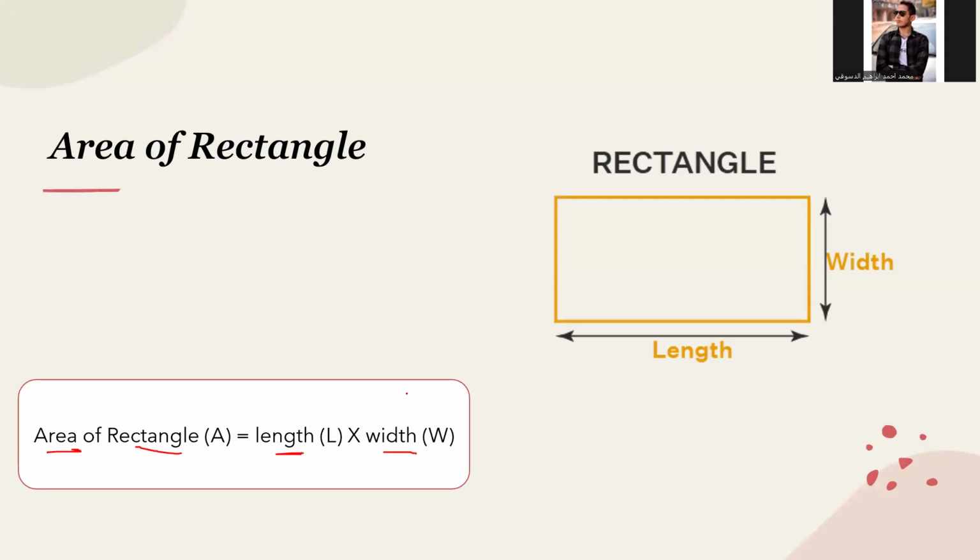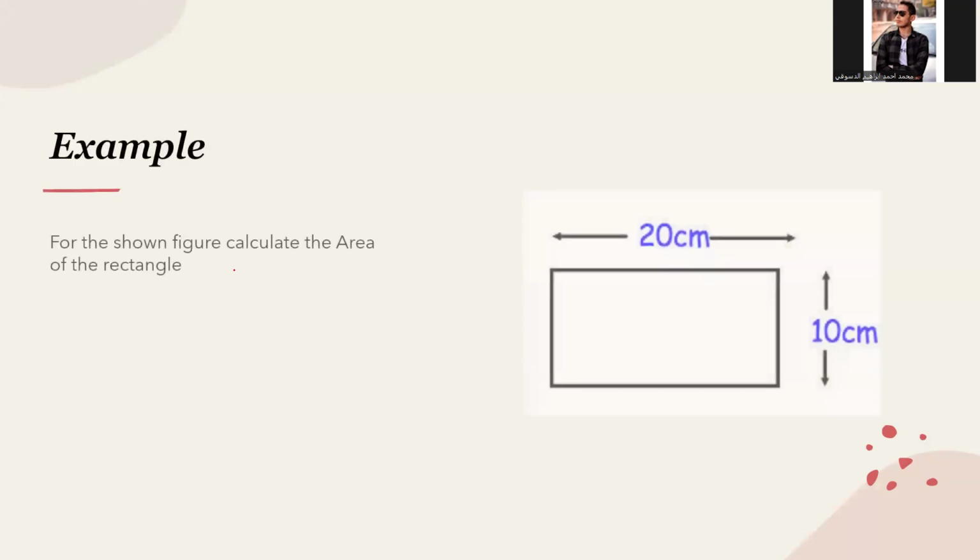Let's take an example for the area of the rectangle. If you have this figure, he wants me to calculate the area of the rectangle. So he gave me the length. The length is now 20, and the width is 10. We take the formula. The formula says that the area is length times width.